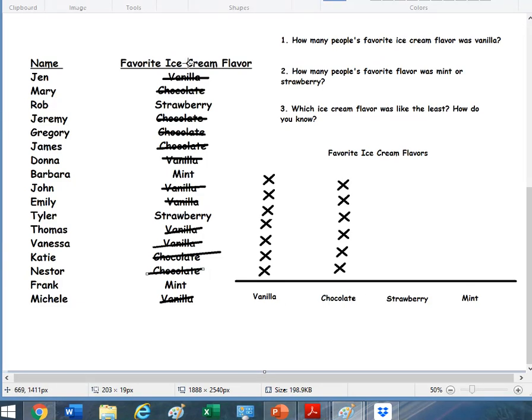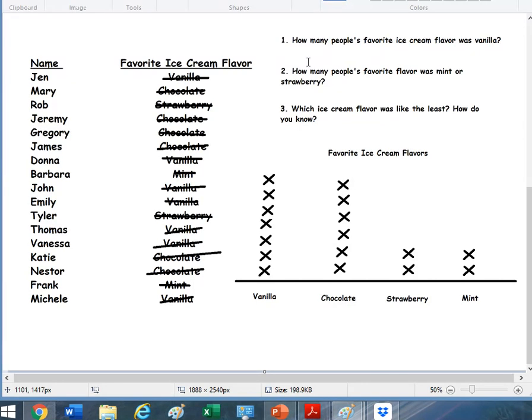Okay, so now I am going to figure out how frequent or how many people chose strawberry. 1, 2. I only have 2 strawberries, so I'm going to put 2 X's above strawberry. And cross that out. And that leaves me with just mint. And for mint, I have 1, 2. I also have 2 for mint. So 1 and 2. So here's my completed line plot. Notice all the X's stand for is how many people chose that as their favorite ice cream flavor.